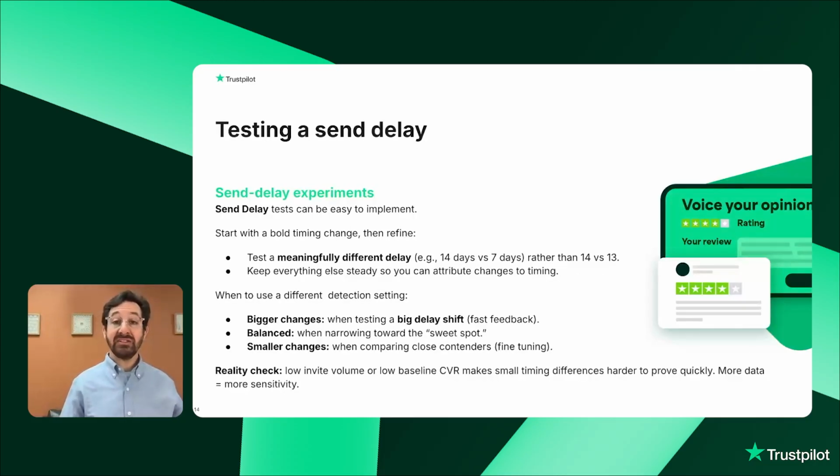Now let's look at testing the send delay. This is a lot easier than testing a layout because you don't need to change anything other than the send delay. Remember, big changes make it easier to detect a winner. So when you're testing a send delay and you want to do something dramatic, start with a meaningful change, something like 14 days versus 7 days, not 14 days versus 13 days. Those big changes will help you get a result faster. And as you narrow down on the sweet spot of when to send an invitation, you can move from testing bigger changes to smaller changes.